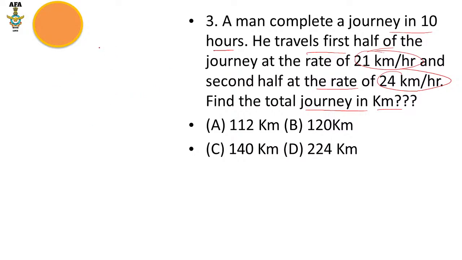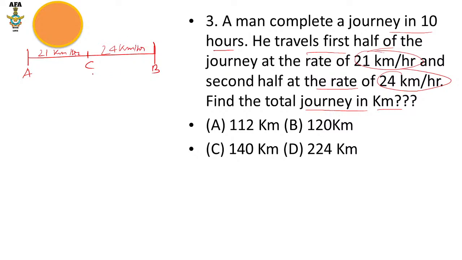So basics से अगर हम solve करना चाहें तो देखिए, a man is completing the journey in 10 hours. He travels first half of the journey at the rate of 21 km per hour. So दो हिस्से हैं जर्नी के. Suppose this is A, this is B, and this is C. So first half is from A to C, second half is from C to B. First half of the journey at the rate of 21 km per hour, and second half he is covering at the rate of 24 km per hour.